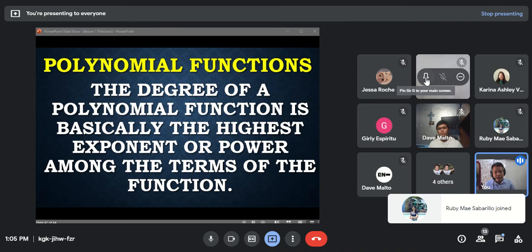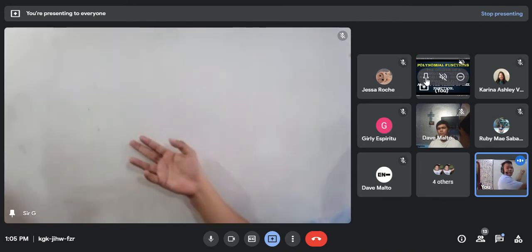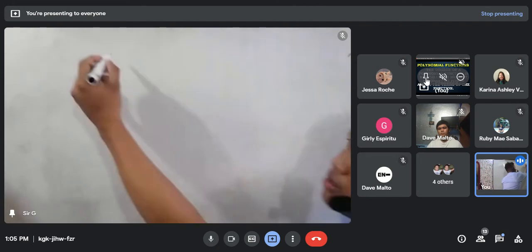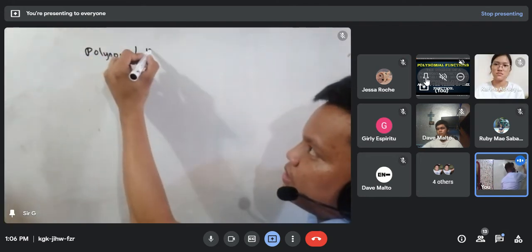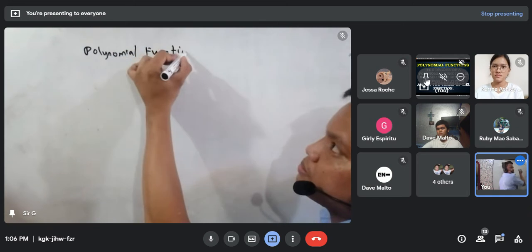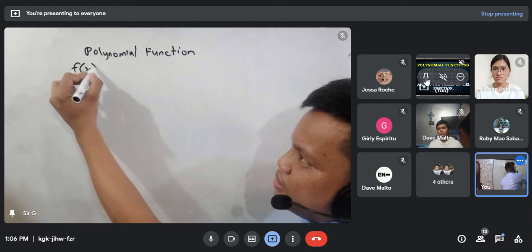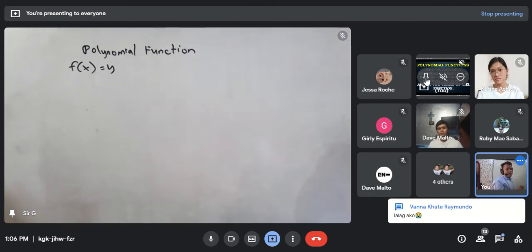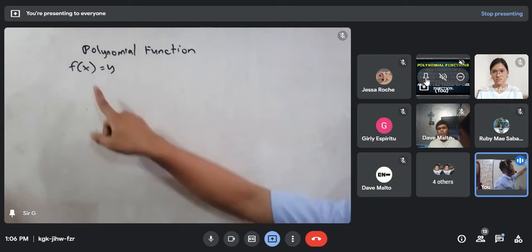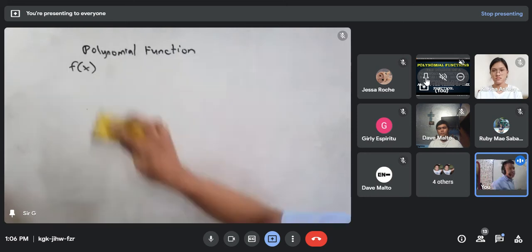Okay, punta tayo dito sa second screen ko, yung white screen ko. Medyo malabo ngayon. So ngayon, meron tayong polynomial function. Nagkakaroon lang naman ng function kasi nga may f of x tayo, kasi ang f of x is equal to y. Pwede natin lagyan ng y, pero yung f of x po natin ibig sabihin nito is it is a function. Kaya mas priority natin na ilagay yung f of x instead of y.